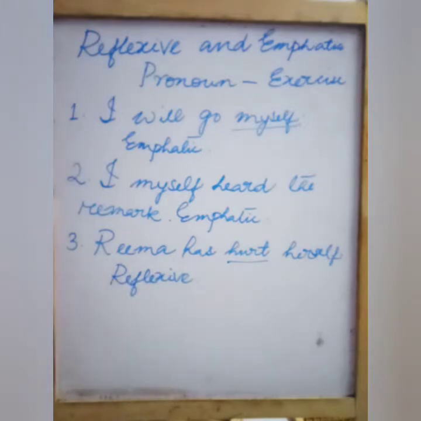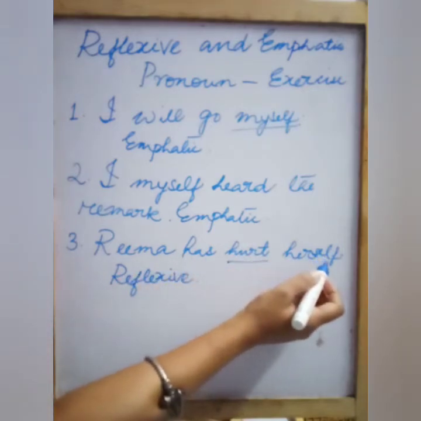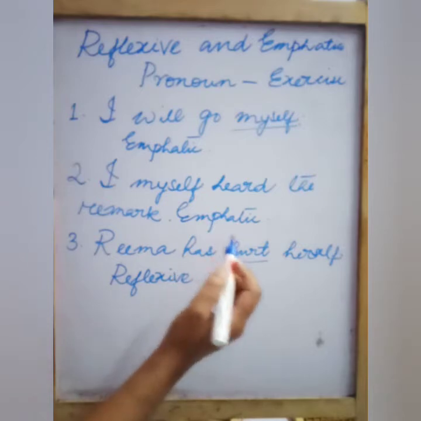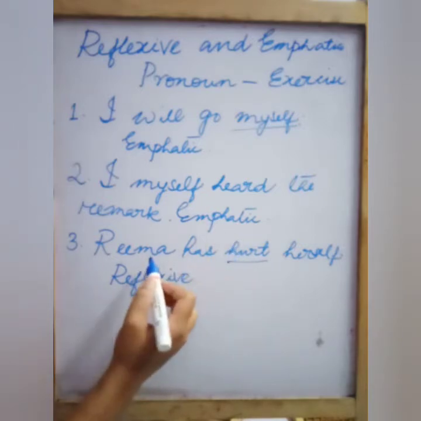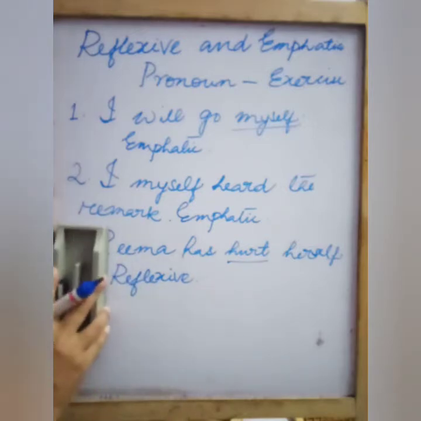Right? Clear? There are two ways. One is you remove the pronoun and see whether the sentence makes sense or not. And another is you try to identify whether the subject and the object of the verb are the same or not. That is, the action done by the doer and the action received by the doer are the same person or not. So that way we can identify.